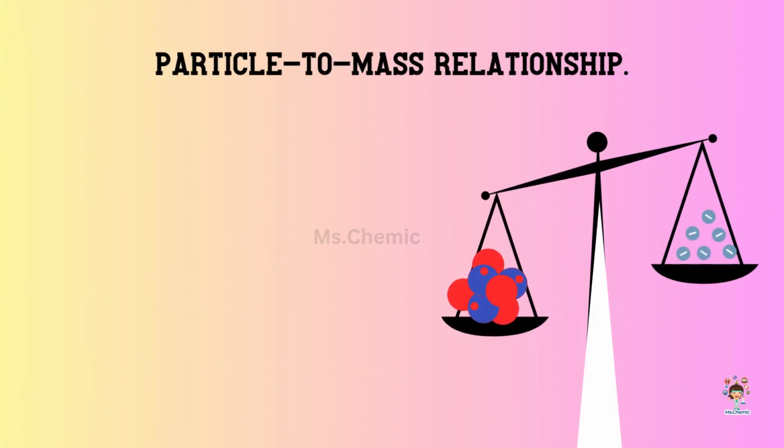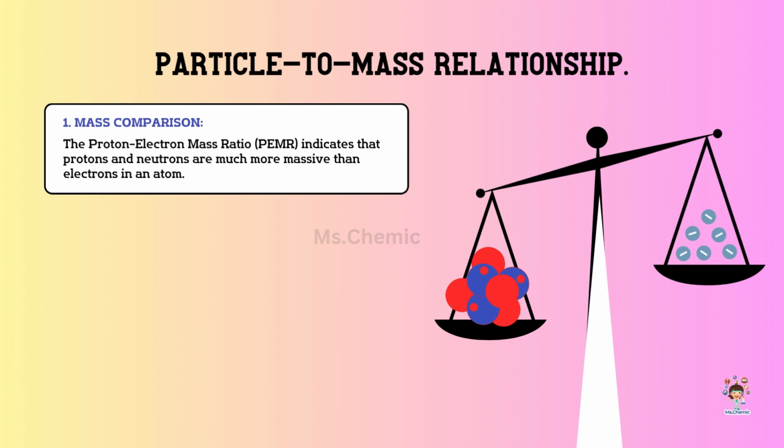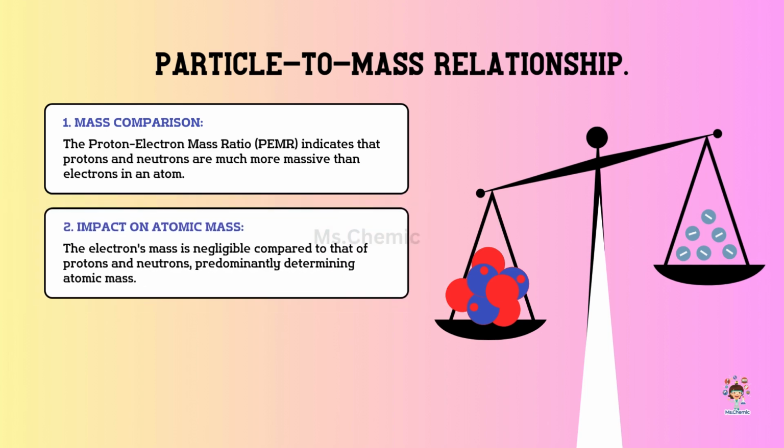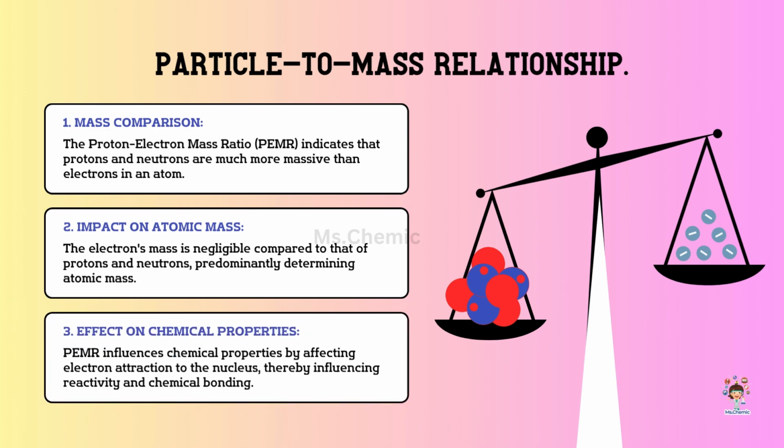Particle-to-mass relationship. 1. Mass comparison. The proton-electron mass ratio indicates that protons and neutrons are much more massive than electrons in an atom. 2. Impact on atomic mass. The electron's mass is negligible compared to that of protons and neutrons, which predominantly determine atomic mass. 3. Effect on chemical properties. PEMR influences chemical properties by affecting electron attraction to the nucleus, thereby influencing reactivity and chemical bonding.